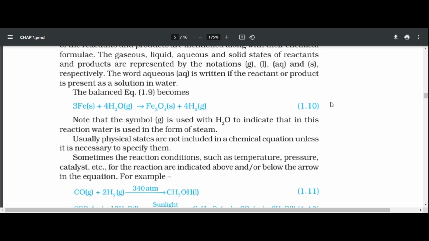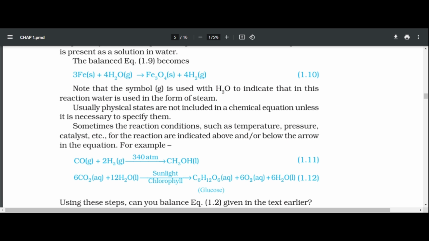The balanced equation 1.9 becomes 3Fe(s) plus 4H2O(g) gives Fe3O4(s) plus 4H2(g). This is equation 1.10. Note that the symbol g is used with H2O to indicate that in this reaction water is present in the form of steam.